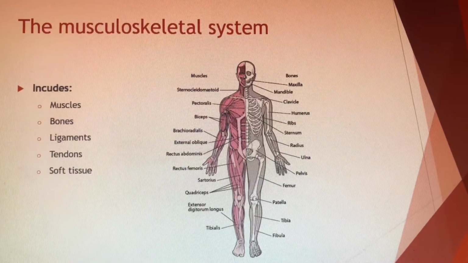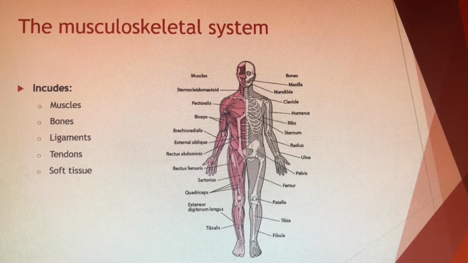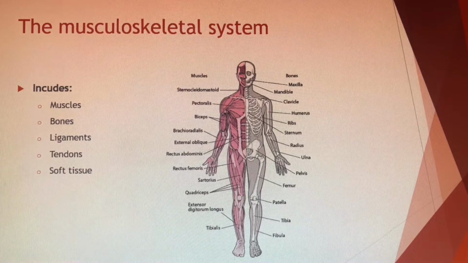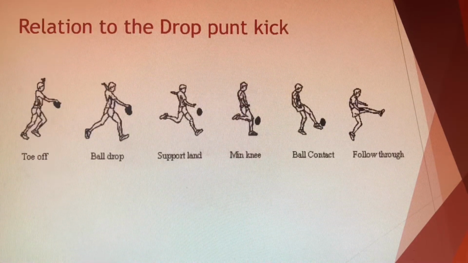The musculoskeletal system includes muscles, bones, ligaments, tendons, and soft tissue to support the body's weight and movement and are divided into axial and appendicular muscles. The muscle tendon units involve bone, tendon, muscle, tendon, bone in relation to joints.